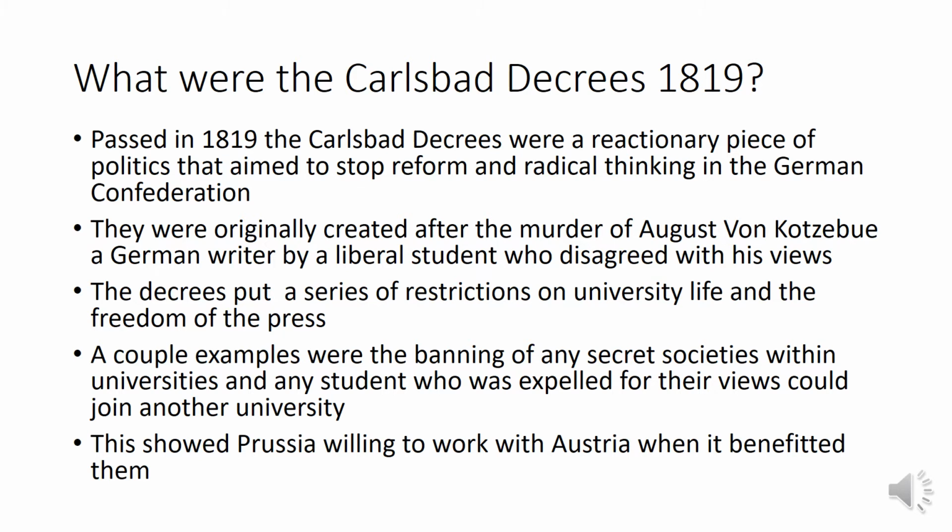The real key part for the Carlsbad Decrees is it really highlights Prussia and Austria working together. And this is something that, while rare, did happen. Though they were rivals for who was going to have complete power, they would work together when it truly benefited them.